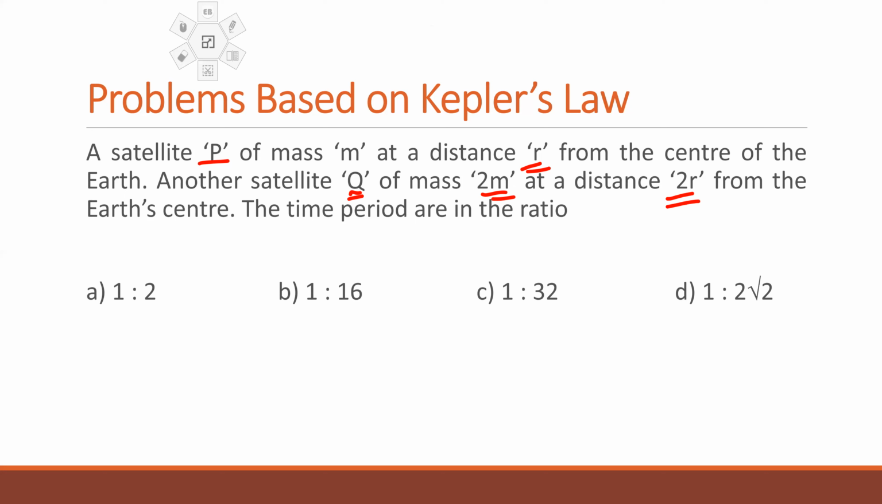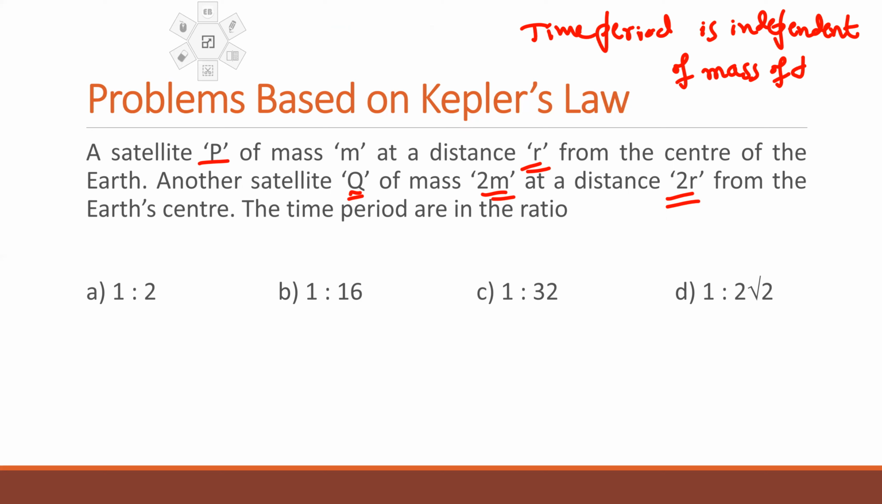Remember, always, the time period is independent of the mass of the satellite. Time period is independent of what? Mass of the satellite. Please note that down. But it depends upon the mass around which it moves, just as I discussed in the previous case.